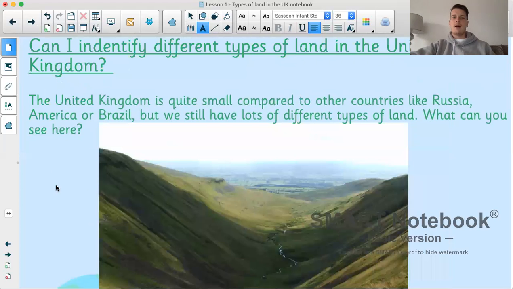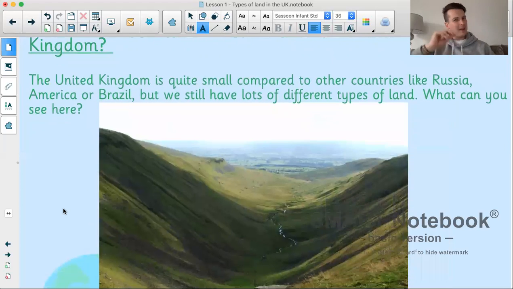Okay. All right, what about this one? This is a bit of a trickier one, I think. What can you see in this picture? Pause the video and have a good think. So you might have said hill.